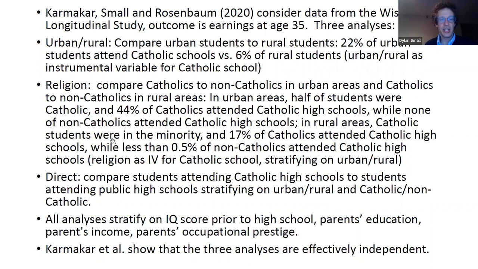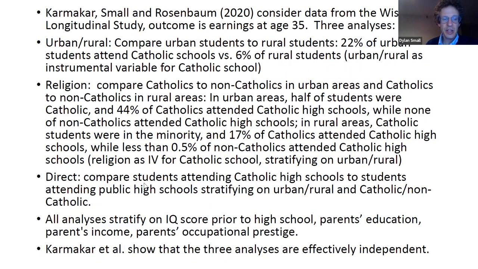For religion, Catholics are much more likely to go to Catholic schools than non-Catholics. In urban areas, half of the students were Catholic, and a little less than half attended Catholic high schools. For non-Catholics, none of them attended any Catholic high school. In rural areas, where Catholics are in the minority, only 17% attended Catholic high school, but less than half a percent of non-Catholics did. So this is the argument for religion being an instrumental variable for going to Catholic school.